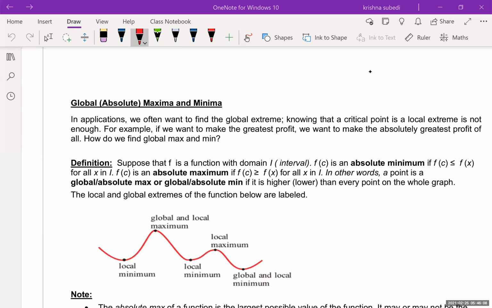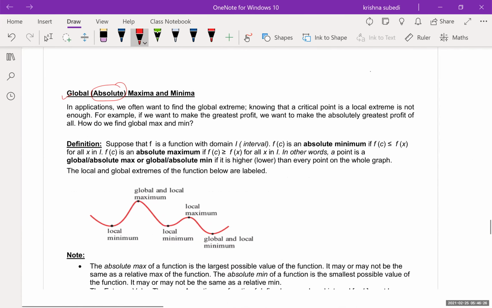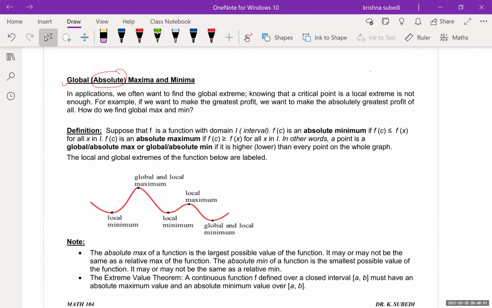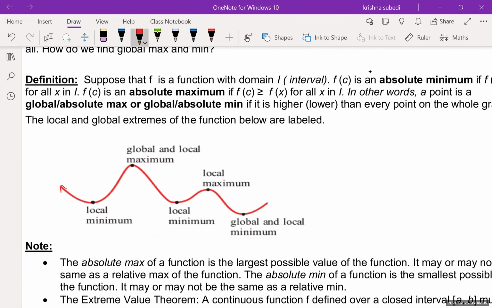And we learned how to find the local or relative minimum and maximum from the graph as well as from the equation. And in today's class, we'll focus our attention on global, or sometimes called absolute, maxima and minima. Okay, so what is absolute minimum and maximum? Let us look at this graph here.